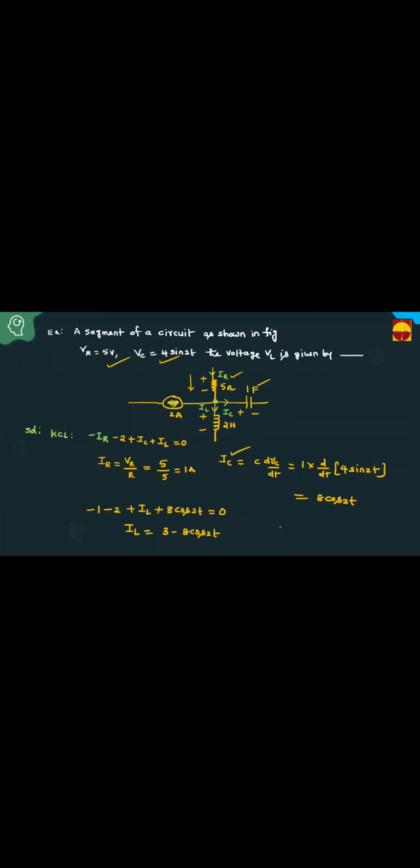How to calculate VL? VL equal to L into dIL by dt. L is how much, friends? 2 Henry. d by dt of IL, 3 minus 8 cos 2t. Differentiate with respect to t: 0 minus 16 cos 2t. Cos differentiation gives a minus sign. Again 2t is there, you differentiate this 2. 2 into 8, 16. Minus into minus plus sin 2t. Then what is the voltage across the inductor, students? 32 sin 2t. This is the GATE answer. The voltage across the inductor equal to 32 sin 2t.